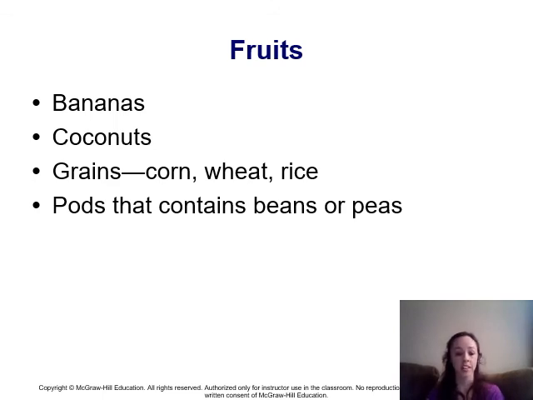Different types of fruits that can be grown on plants include bananas, coconuts, grains, including corn, wheat, and rice, and then bean pods and pea pods will also count as fruit.